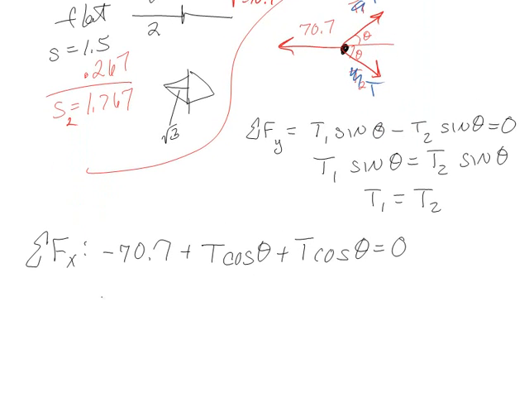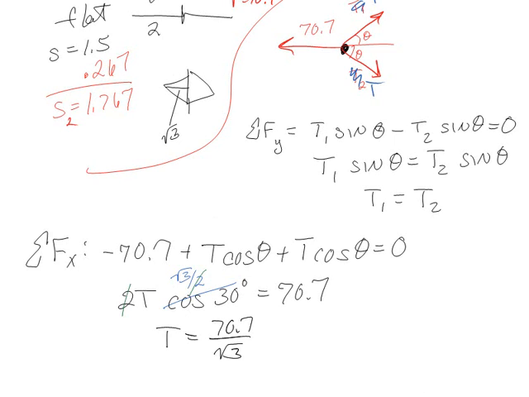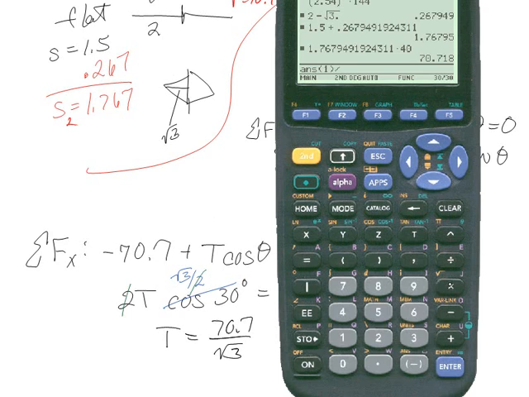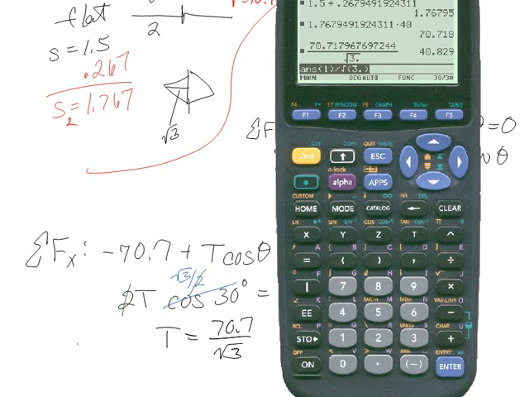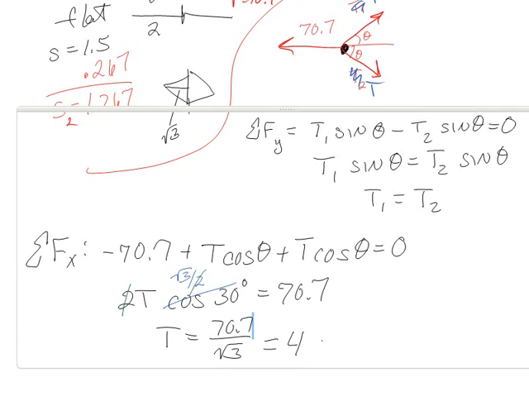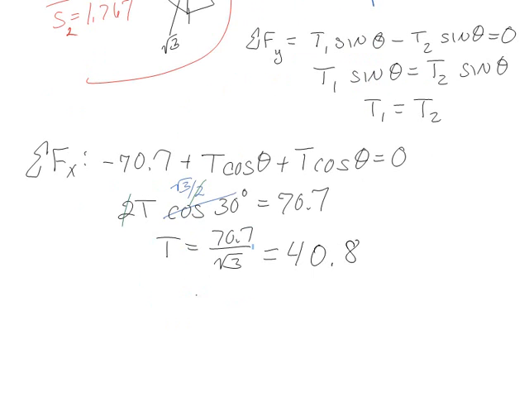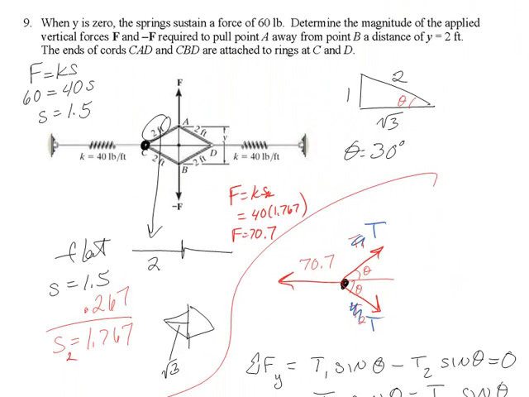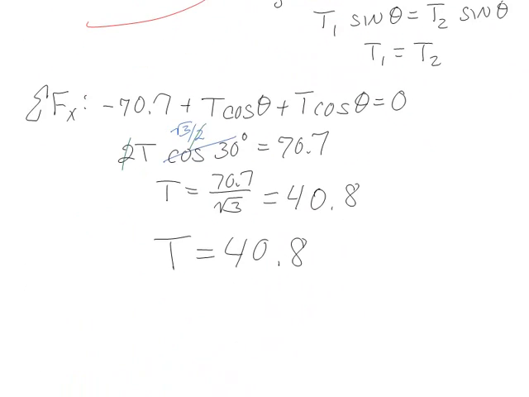Okay, so that means that twice T cosine 30 is equal to 70.7, and since cosine of 30 is the square root of 3 over 2, the 2's end up canceling out, so I have T equals 70.7 divided by the square root of 3, which is 40.8. So the tension is equal to 40.8. Is that what I'm actually supposed to be finding? Determine the magnitude. Oh, so that's the tension. Now I have to find the force.